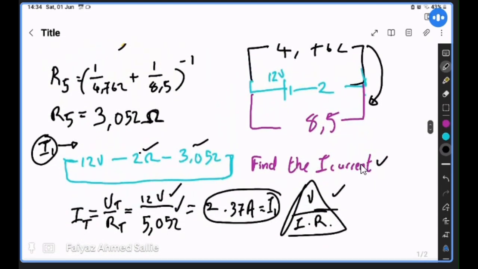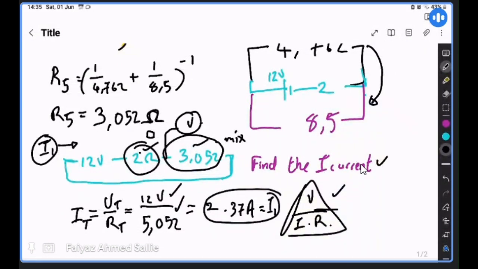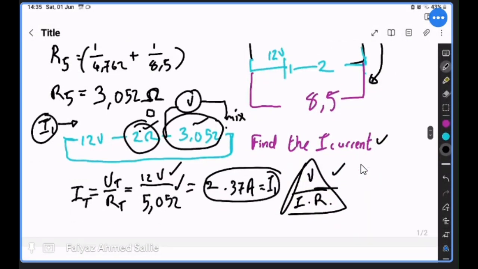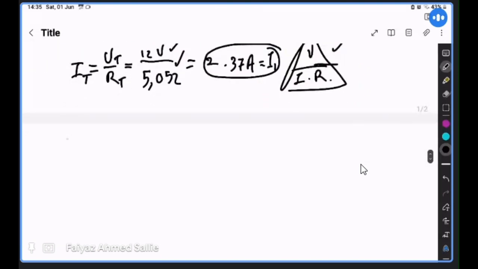Remember that this is in series, but this one is a mix. It has a mixture of series and parallel. So what we're going to do is find the voltage at this point. What is the voltage at that point? So we have the current, and we have Ohm's law, which is voltage is equal to the current times the resistor.